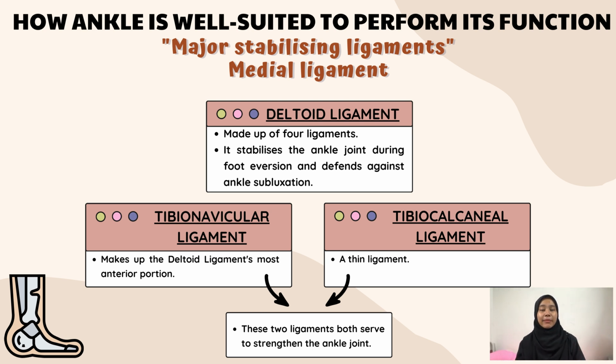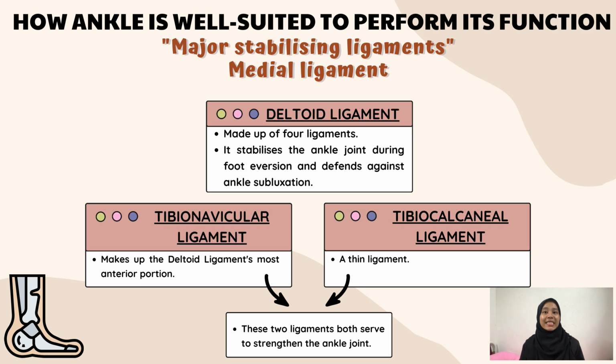The first ligament is the deltoid ligament. It is made up of 4 ligaments that connect the tibia to the navicular, calcaneus and talus in the shape of a triangle. It stabilizes the ankle joint during foot eversion and defends against ankle subluxation.